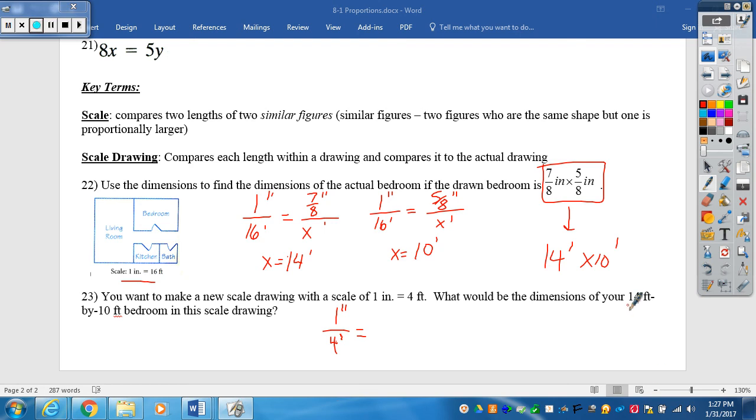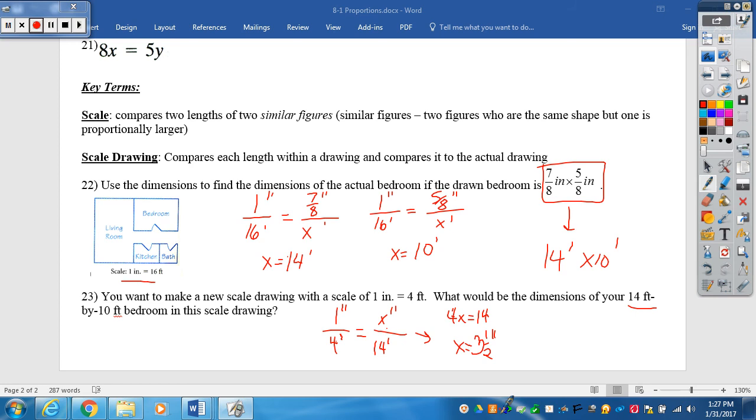We're told that we're working with 14 feet. So the corresponding position of the feet, I'm going to put that in. Yep. There we go. Okay, and we can find the number of inches there. So if I work this out, I'm going to go ahead and do 4x is equal to 14. And so then I divide through by 4. 3.5 inches would be the new scale of that bedroom.